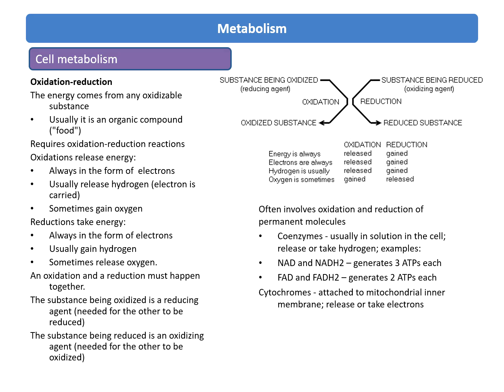Cytochromes are another permanent molecule. These are attached to the mitochondrial inner membrane, and they're oxidized and reduced by releasing or taking electrons. Which is the reduced state, NAD or NADH2? Well, it's the NADH2 because it has gained extra hydrogens. And by the way, technically it's not really NADH2, it's NADH, and the second hydrogen is sort of floating around in the medium. But we'll use the symbol NADH2.